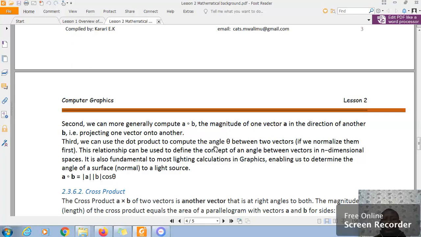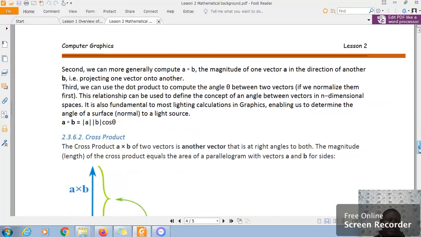We can use the dot product also to compute the angle, call it theta, between 2 vectors. If we normalize them first, that becomes possible. This relationship can be used to define the concept of an angle between vectors in n-dimensional spaces. It is also fundamental to most lighting calculations in graphics, enabling us to determine the angle of a surface that is normal to a light source. A dot B equals the magnitude of A multiplied by the magnitude of B, and the cosine of the angle theta.